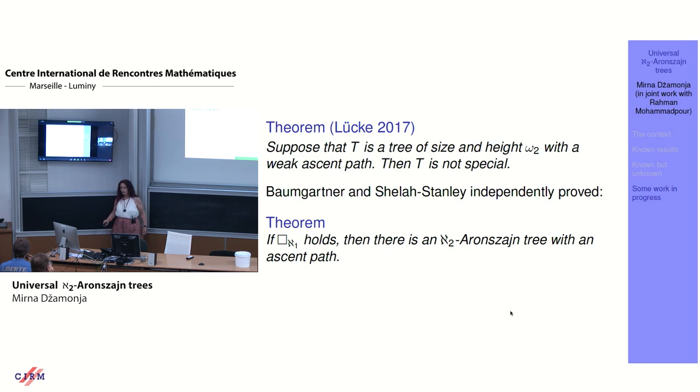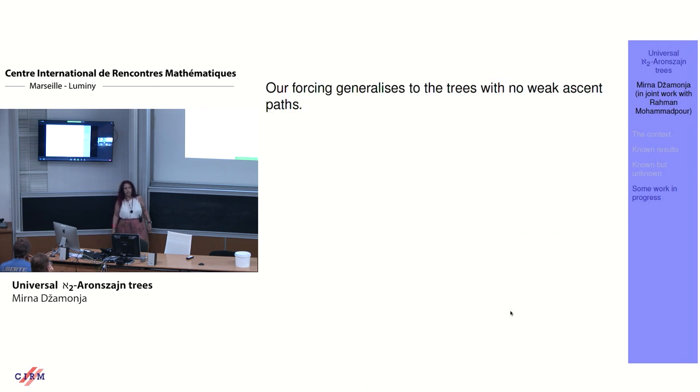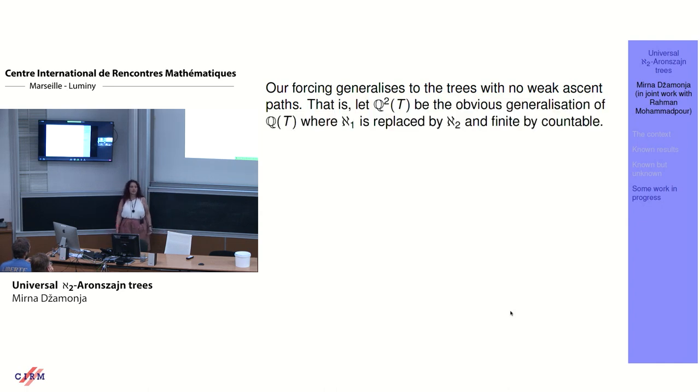So what we can do then is generalize our forcing to trees that do not have such weak ascent paths. We can, in fact, define a forcing similar to the one that I explained to you. I'm going to call it Q2, for Aleph 2, the obvious generalization. So you replace Aleph 1 by Aleph 2, you replace finite by countable, you have a forcing, and what does it do?